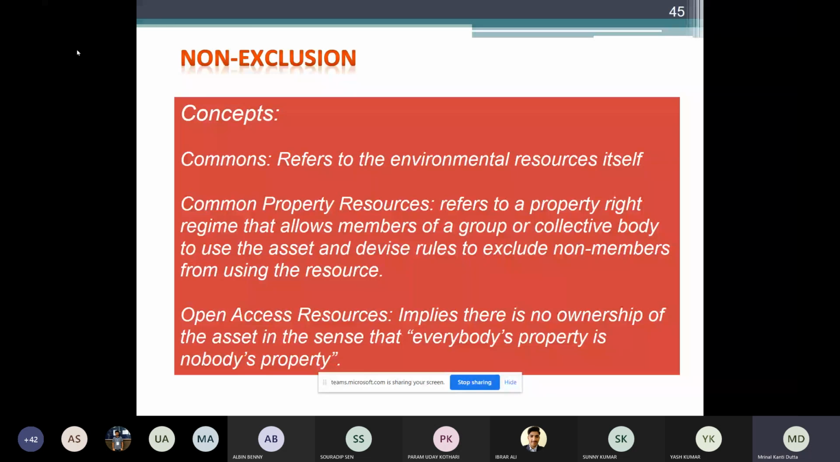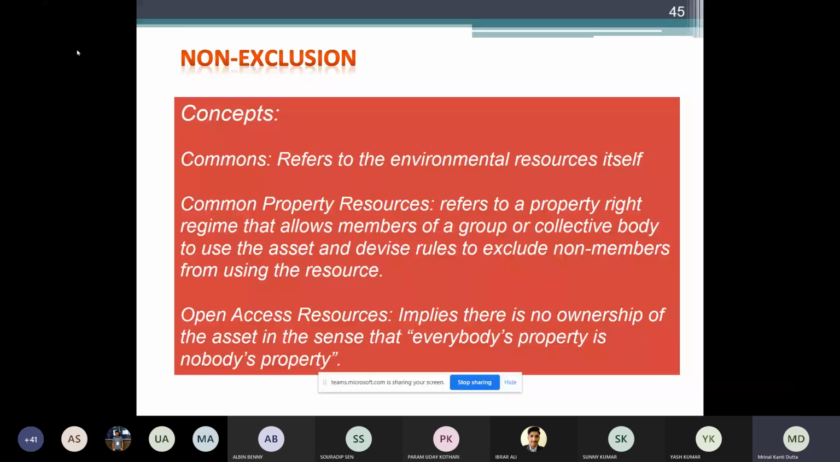When you talk about open access resources, it's unlike common property resources. In the case of common property resources, there will be a group of people who are actually allowed, or maybe they are the members, who are given the responsibility of conserving the resource. So they'll have the rights of use of the resource, and also the rights or maybe the responsibility of preserving the resource, be it groundwater, be it forest, be it wasteland, be it wetland. Those things are the responsibilities of the group.